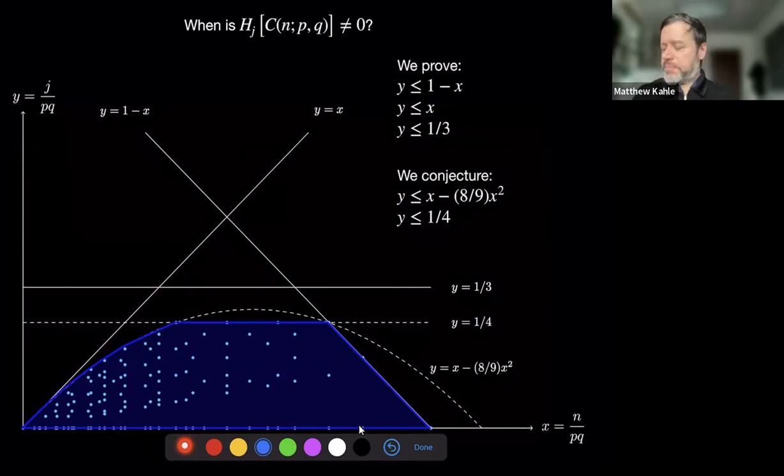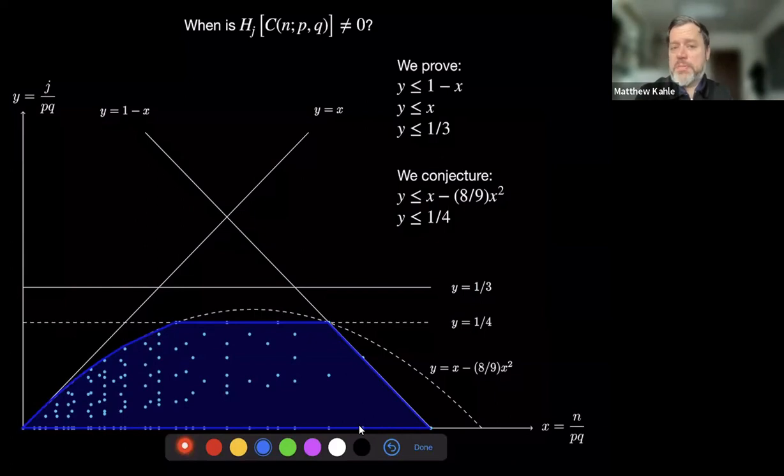Somehow, I think just the fact that n is less than or equal to 6 is the reason we don't get into that little wedge down there, and that if we make n bigger... But again, as I said, one of the results that I sort of like in our paper is that for every point in that blue region, we can find non-trivial homology. The only caveat is we have to let n, j, p, q be large.